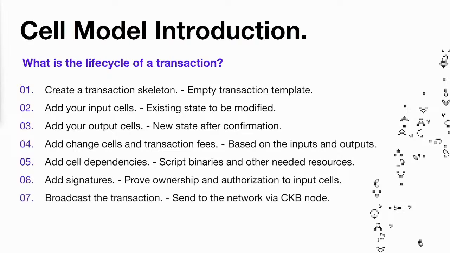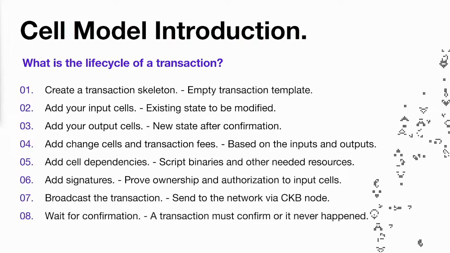And then you broadcast the transaction. You send it to the network using a CKB node, and then you wait for confirmation, because as we know, a transaction must confirm, or as far as the blockchain is concerned, it never actually happened. So we're going to look at an example of this in Lumos.